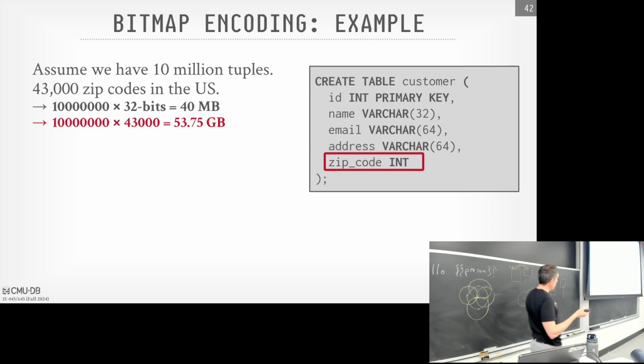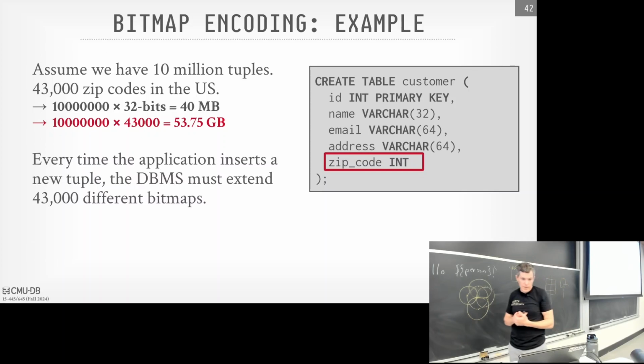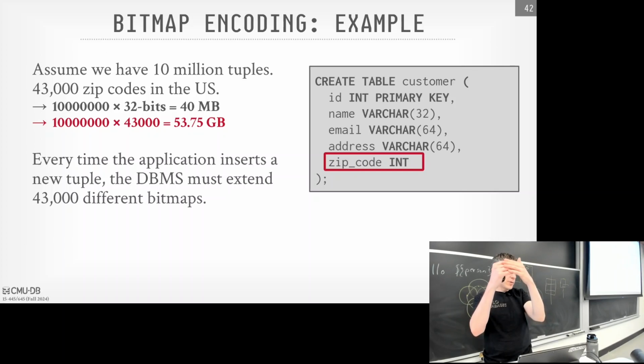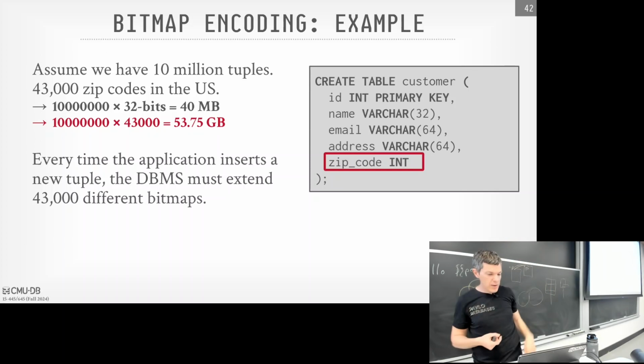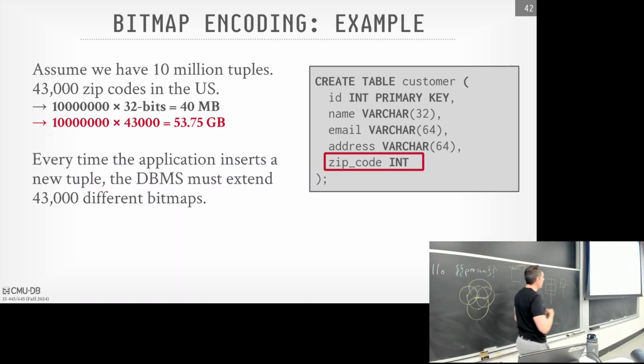So the original data, just to store 10 million 32-bit integers, is 40 megabytes, but to store 43,000 bitmaps for 10 million entries is 53 gigabytes. So in some cases, this actually would be a terrible idea, right? The other problem with bitmap encoding too is every time I insert a new tuple, I got to make sure that I append it to the end. Otherwise, I have to inject it in the middle and then move all the bits down, and that could be expensive.